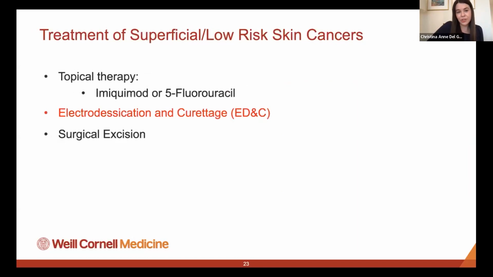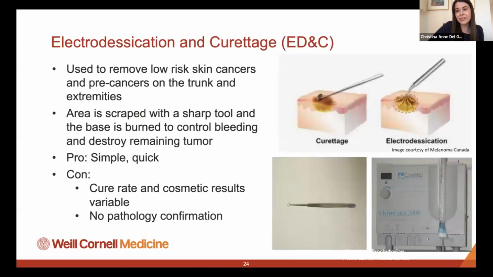And then moving on to how we treat superficial or low risk skin cancers. So for superficial skin cancers, we can use the same topical treatments we use for those precancers, including the imiquimod or 5-fluorouracil, but oftentimes we need to use them for longer treatment courses than we would if we were just treating precancers. And then the most common treatment that we use is something called electrodesiccation and curettage, or ED&C, and then sometimes we will also cut them out with surgical excision. So what is ED&C? Or electrodesiccation and curettage.